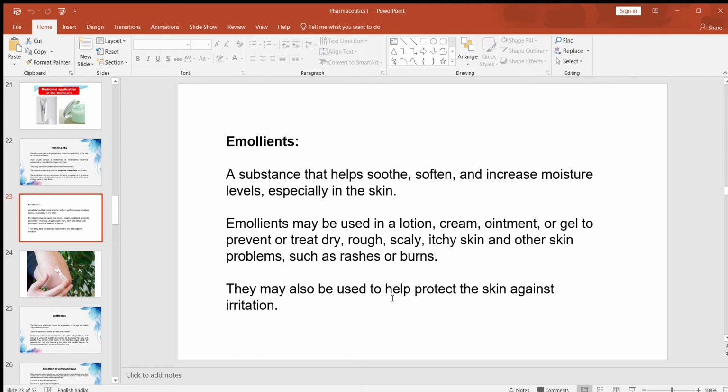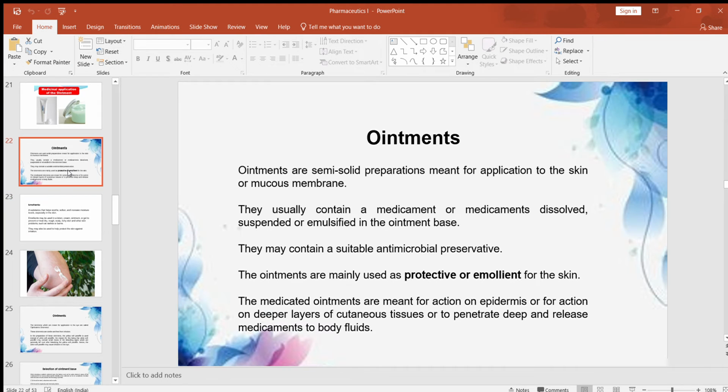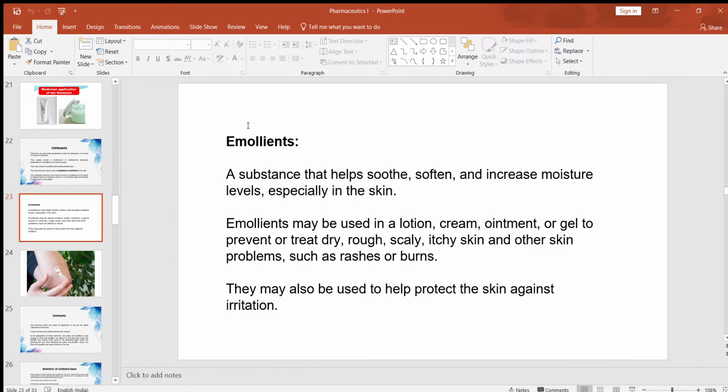Emollients are the agents which cause the emollient effect. Now, when do ointments act as an emollient? When we say they act as an emollient, it is when they increase the moisture level of the skin. So when do we require that the moisture level of skin should be increased?